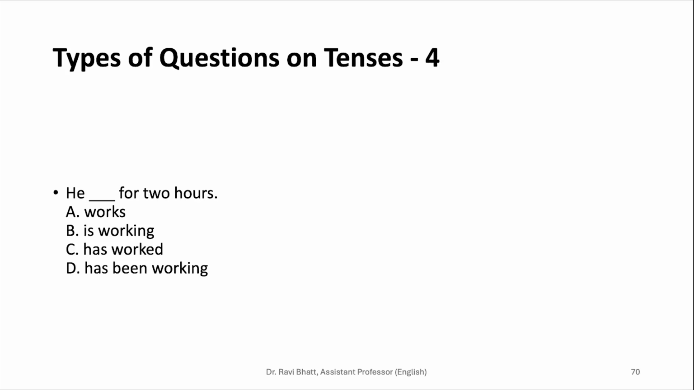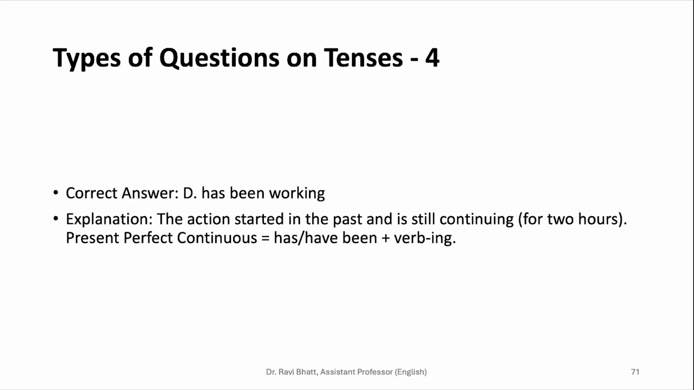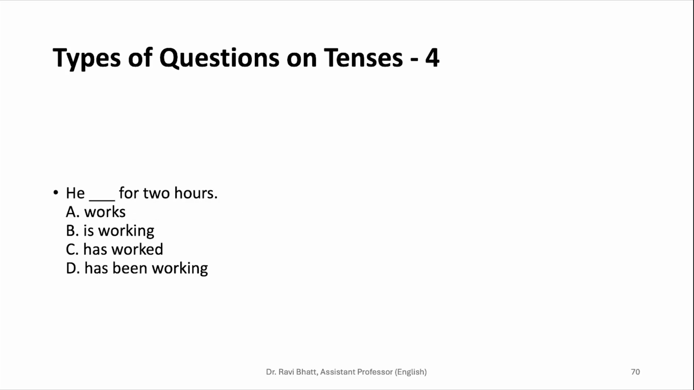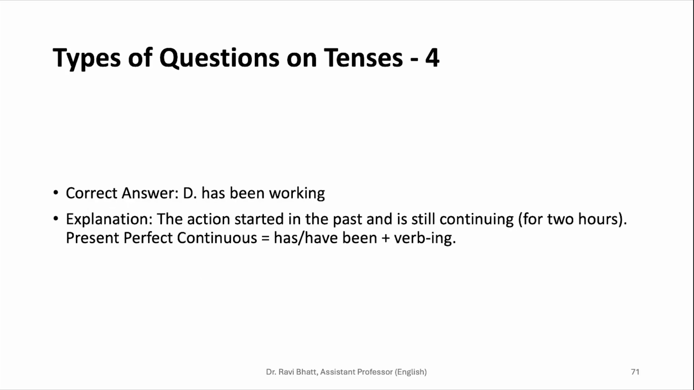Fourth, he dash for 2 hours. A works, B is working, C has worked, D has been working. I don't think it will be very tough for you to understand. Has been working, because at last we have this duration of time as well, for 2 hours. So he has been working.